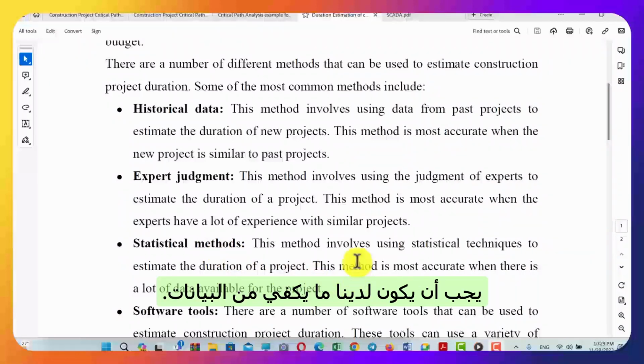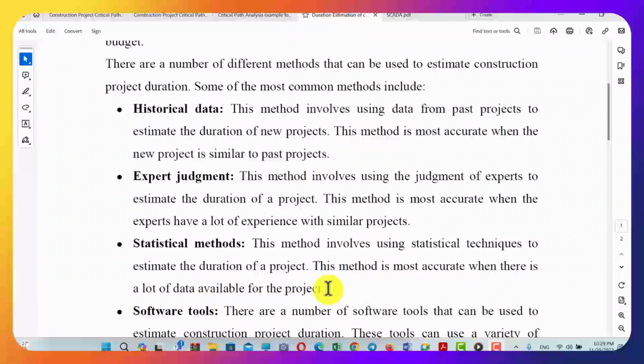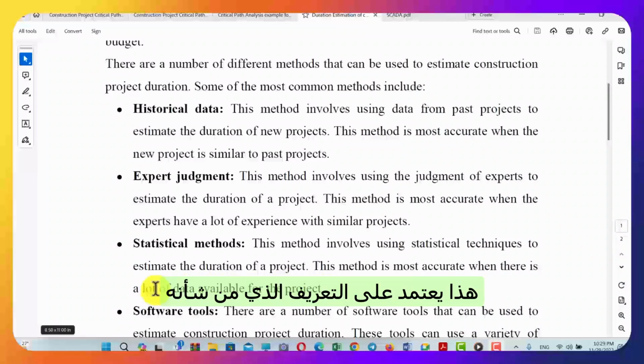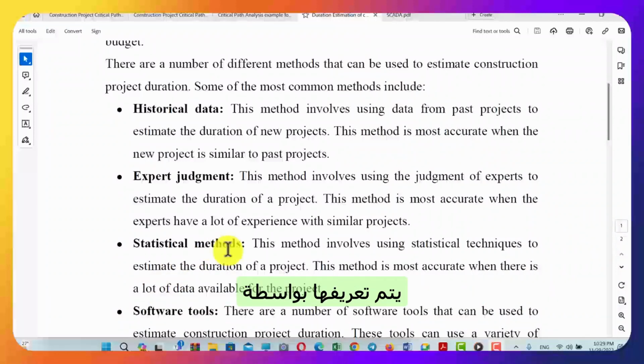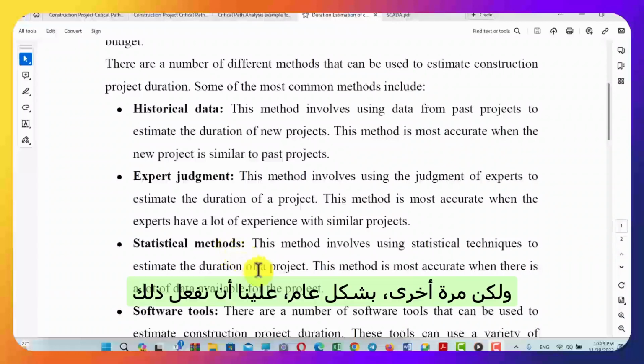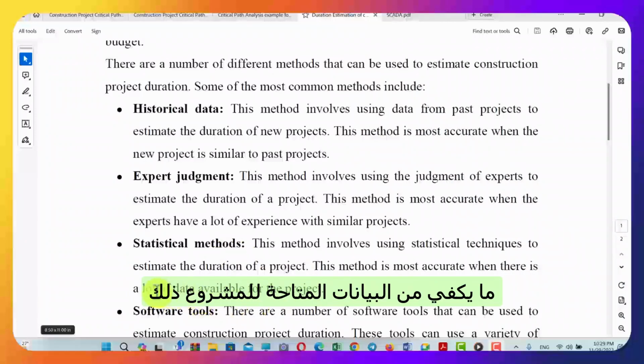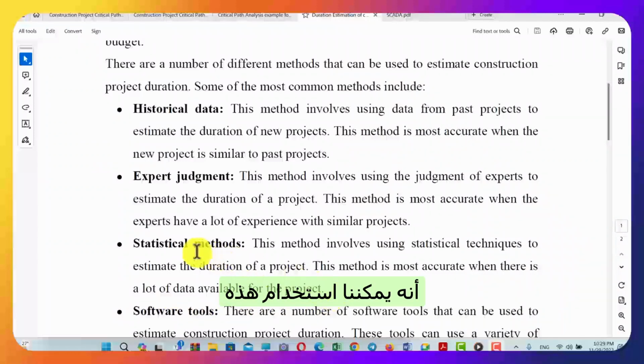So this method is most accurate when there is a lot of data available for the project. To what extent, or when we talk about a lot, this depends on the definition that would be defined by the statistical methods being used. But again, in general, we have to have enough data available for the project so that we can use these statistical methods.